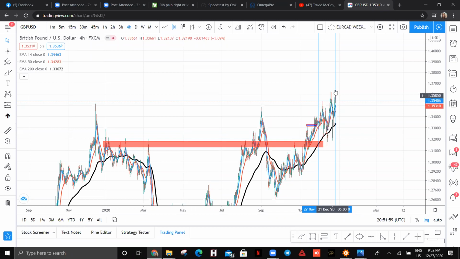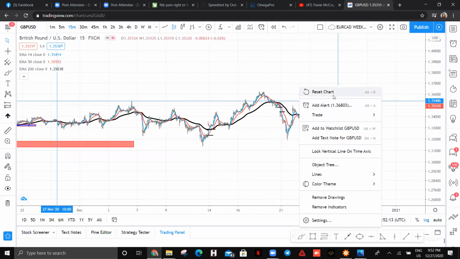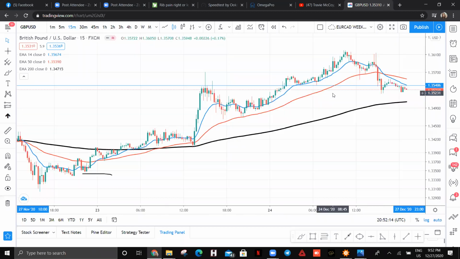It has created a new high. You can see this was the previous high, but now price has broken it and created a new high. So we're looking out for more buy opportunities based on this strategy. Now you go to your 15 minutes and you look for what am I going to do here? Remember I told you the 200 acts as support and resistance.